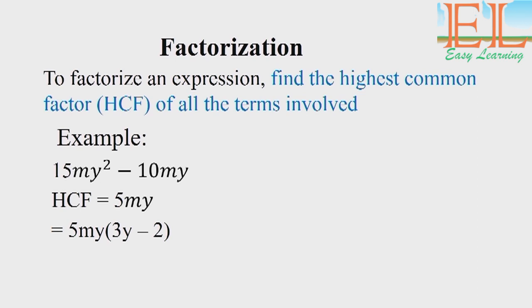And you will now see that 15my squared divided by 5my will give me 3y. And 10my divided by 5my is 2. So my factorized form is 5my times (3y minus 2).